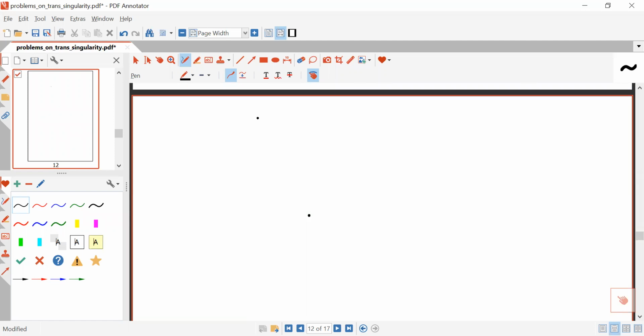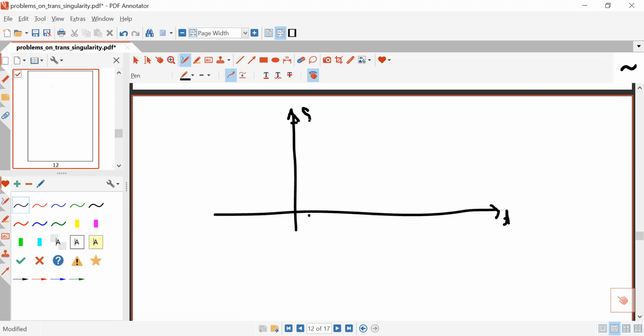A few of the points I would like to revise again. Unit impulse signal, as I have discussed in the previous lecture, is a rectangular pulse of zero width. This is a rectangular pulse, but its width will be 0. And at t equal to 0, its amplitude will be tending toward infinity.